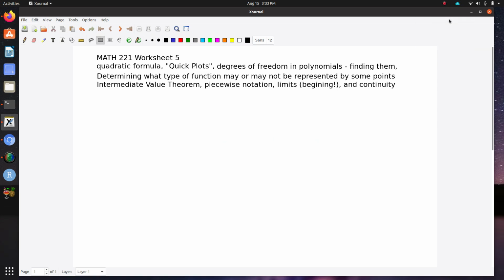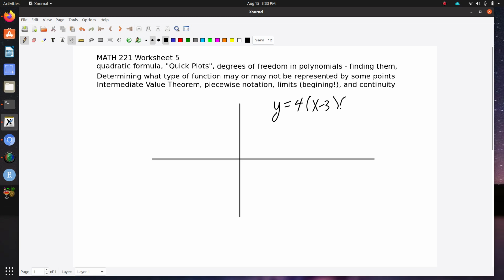Okay, the next concept, I have an entire separate video, so I'm going to just do this quick plots super quick. And those of you who haven't seen this kind of thing before should watch the optional video on quick plots. Okay, so if I have a function that looks sort of like this, y equals, I'm going to make something up, 4, I don't care about the coefficient, I just care if it's positive or negative, x minus 3, x plus 2, and maybe x squared.